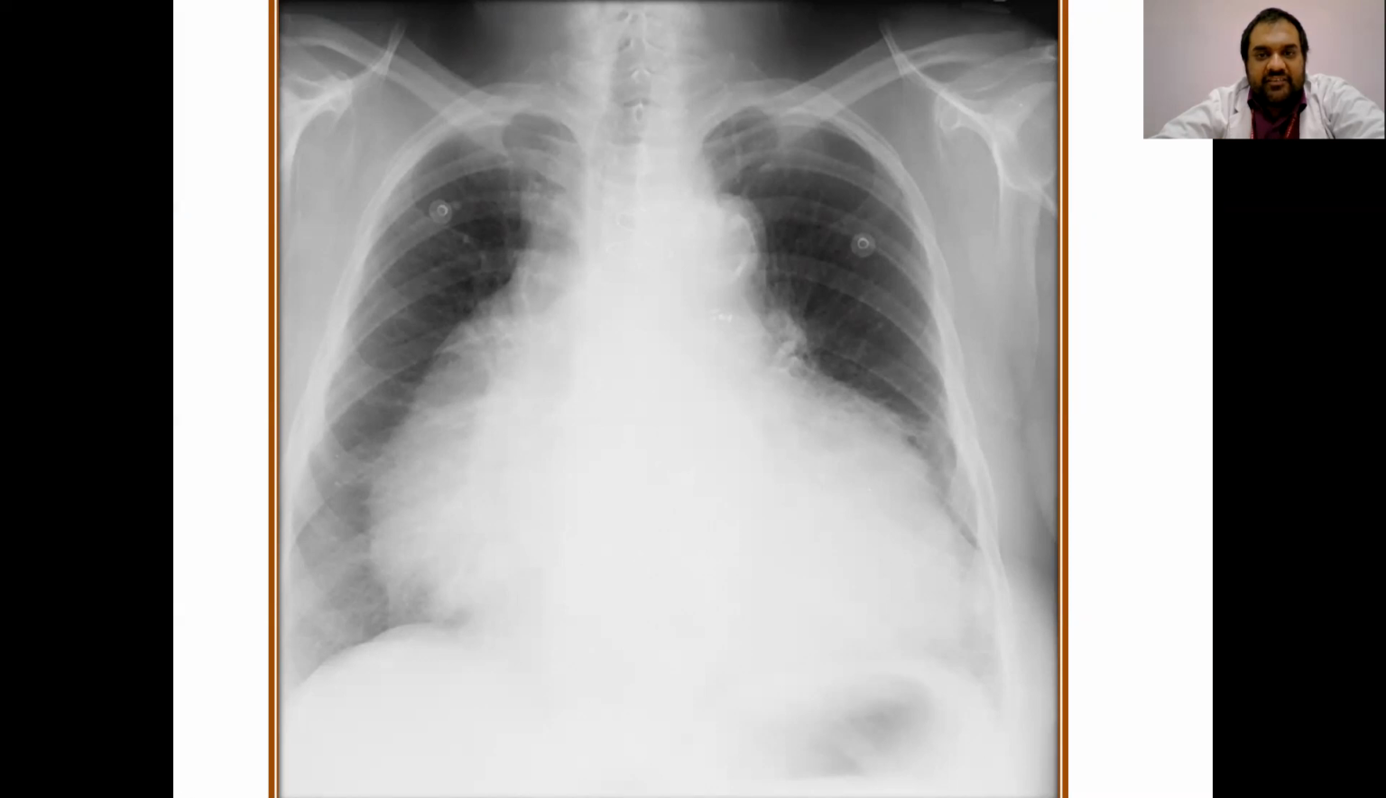This is another case, a chest radiograph. Here we can see the volume of the right hemithorax is reduced, and there is a massive cardiomegaly with calcification of the aortic arch, and the trachea is shifted to the right side.